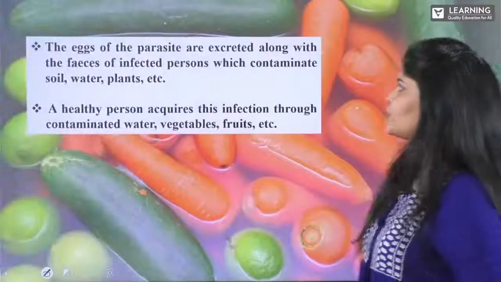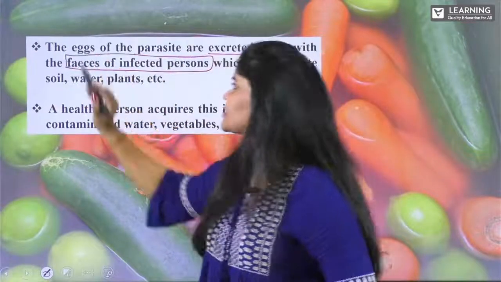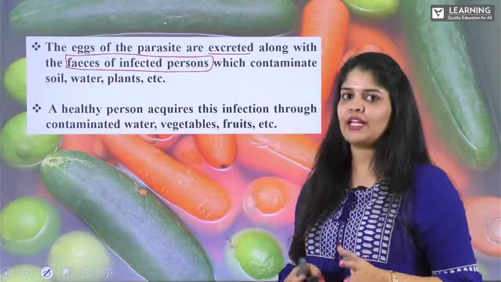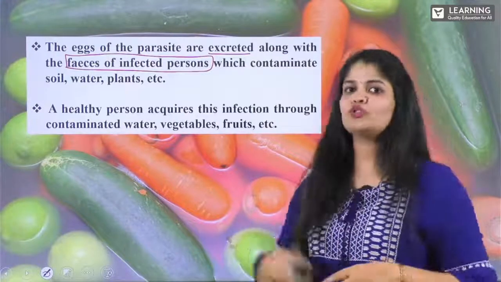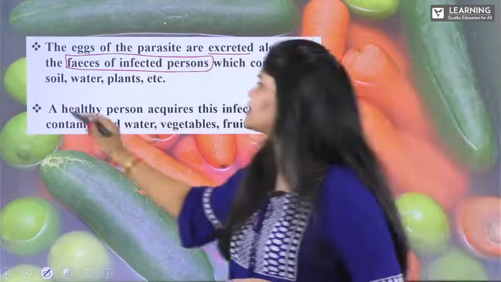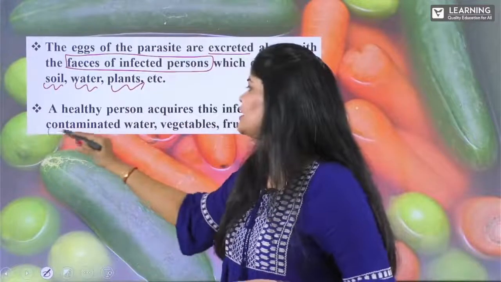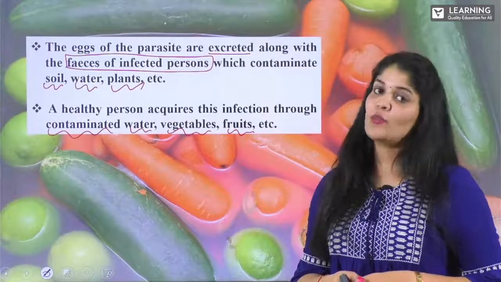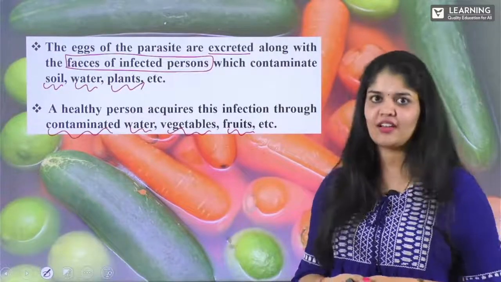Now, moving on to here, the eggs of the parasites are excreted along with the feces of the infected person. Therefore, when the feces of the infected person consisting of eggs of these parasites contaminate, houseflies transfer these parasites from the feces to the food or the water. Therefore, it leads to the contamination of the drinking water as well as the contamination of the food, which contaminates soil, water, plants. A healthy person acquires this infection through contaminated water, vegetables, fruits. So it is very, very essential to maintain hygienic conditions. Both personal hygiene as well as public hygiene is very, very essential to eliminate this transmission of infection, right?